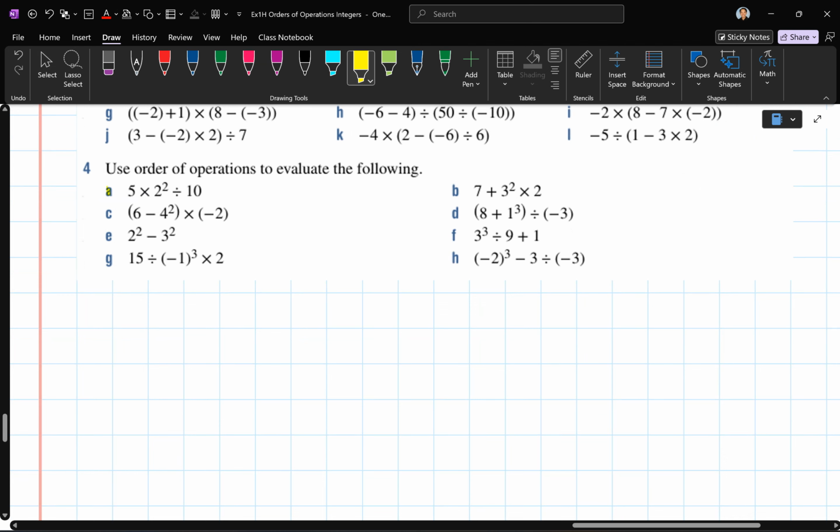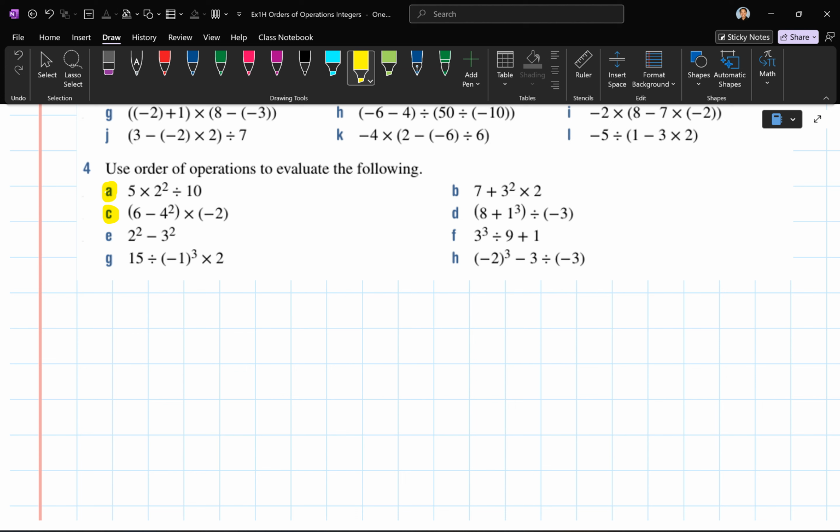I'll pick a couple of questions. Let's do 4A because it's got a power. It's normally easy to start off with. Let's do C, which has a negative. Let's maybe do F because there's a division. And maybe I'll do H because it's the last one. Okay, so we'll do those 4 questions together. Write out your exercise in your exercise book.